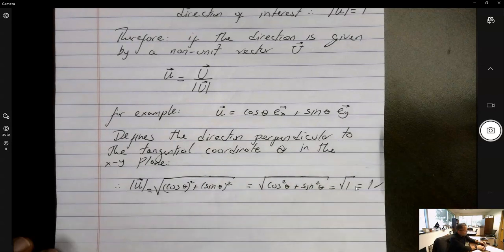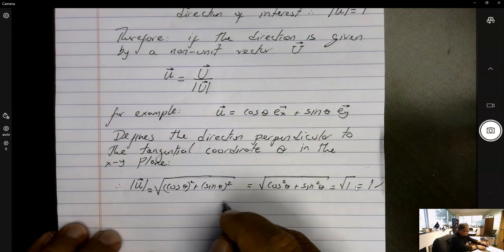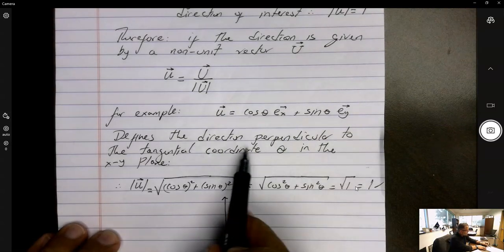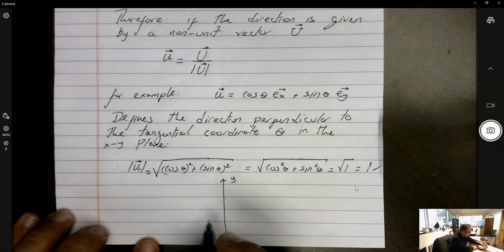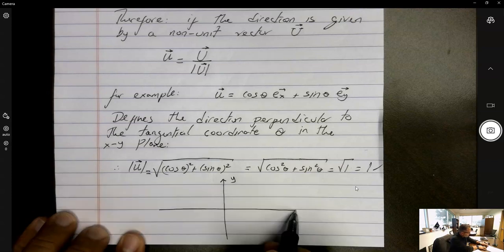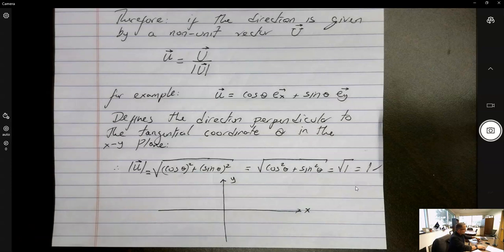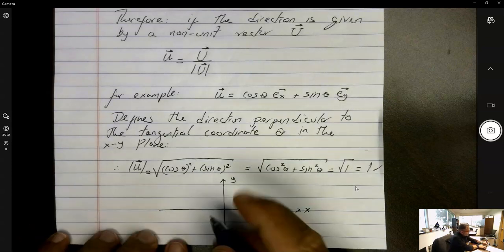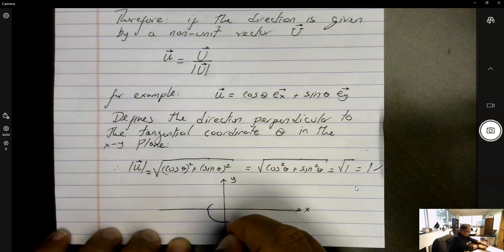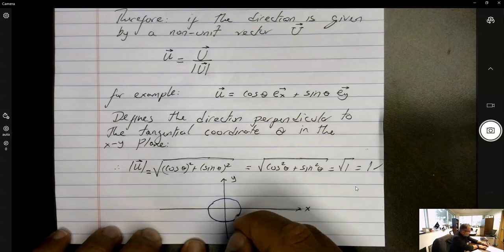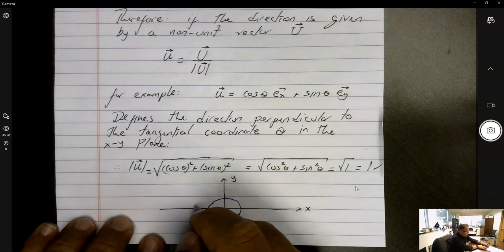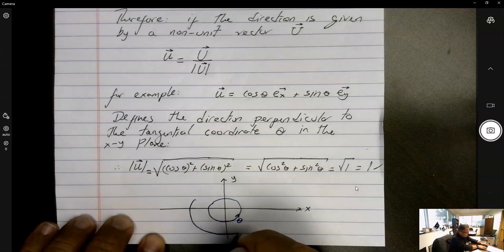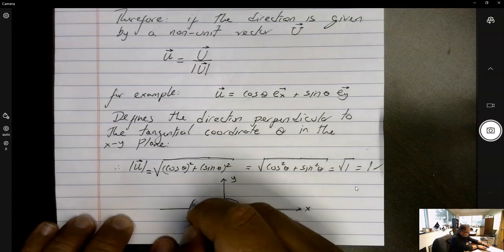All right, let's just make sense of this expression, that this vector defines a direction perpendicular to the tangential, which is sort of contradictory because tangential and perpendicular are two opposite things. But this is the tangential coordinate in the xy plane. This is theta. So we can define it at any radius. So we sort of did an implicit transformation into polar coordinates.